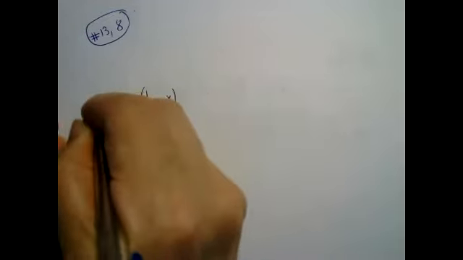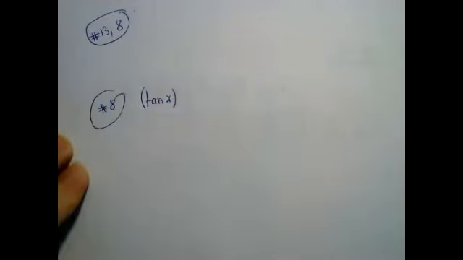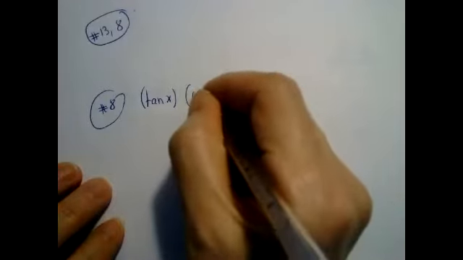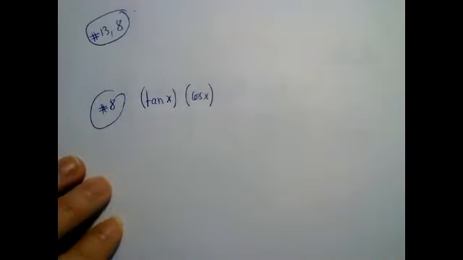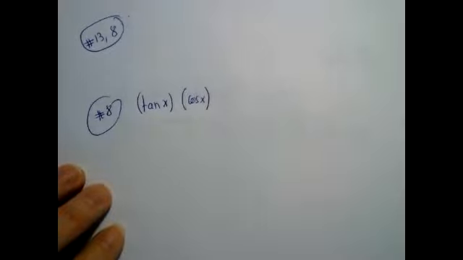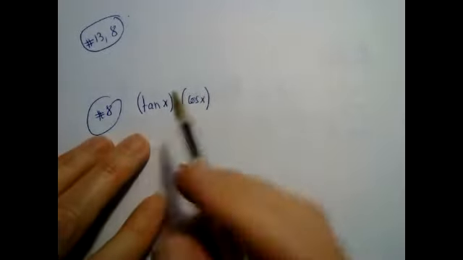All right. So the question here is number 8. Simplify the expressions for values of the variable for which it is defined. So we have the following. I'm going to simplify this. So they gave me tangent x times cosine x. And they want me to simplify it.